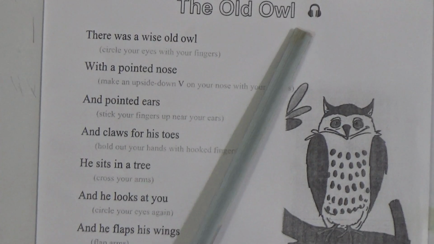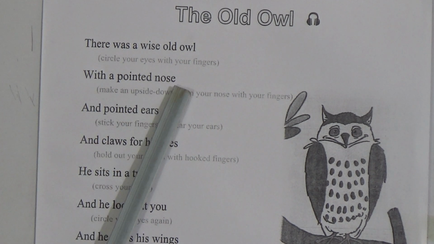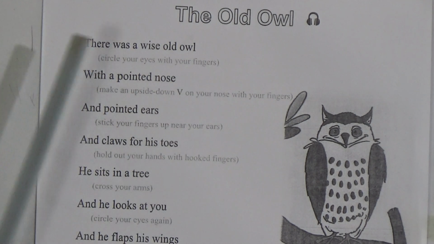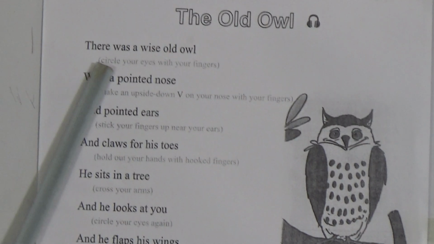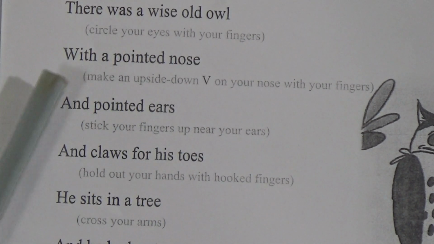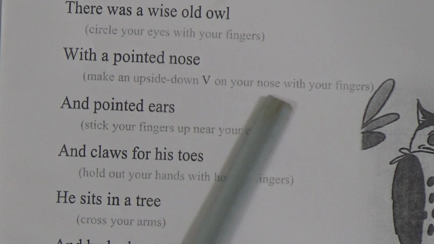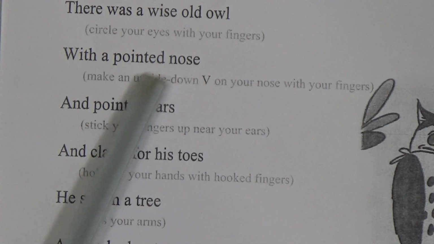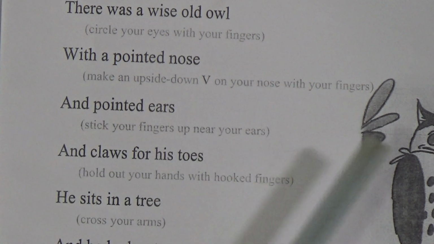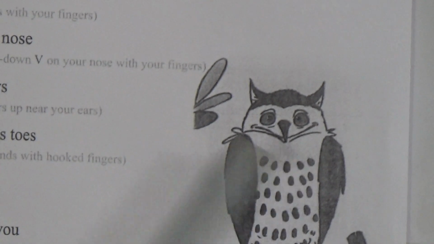The old owl. There was a wise old owl with a pointed nose. Now look what is written there. Circle your eyes with your fingers. So when you read this line, there was a wise old owl, you will circle your eyes with fingers. With a pointed nose, make an upside down V on your nose with your fingers. Now look at this nose, it is V shaped and pointed.